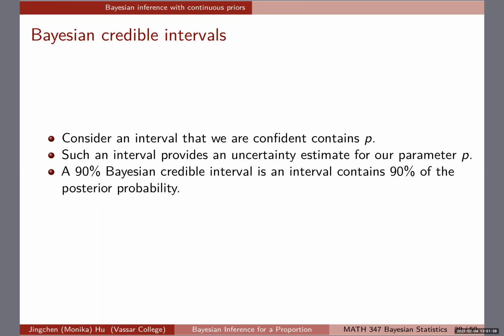Here, whatever level you choose, the Bayesian credible interval is indeed an interval that contains that amount of the posterior probability itself.